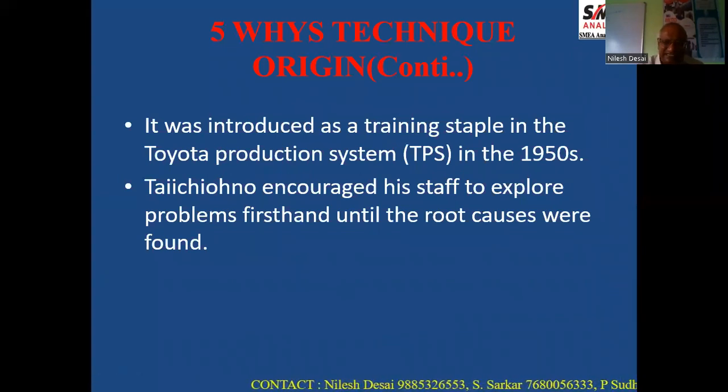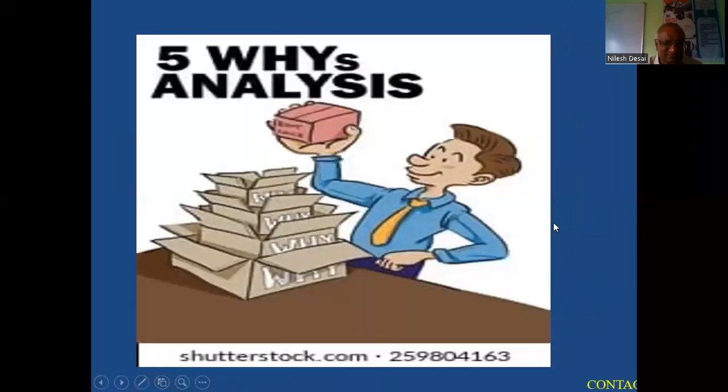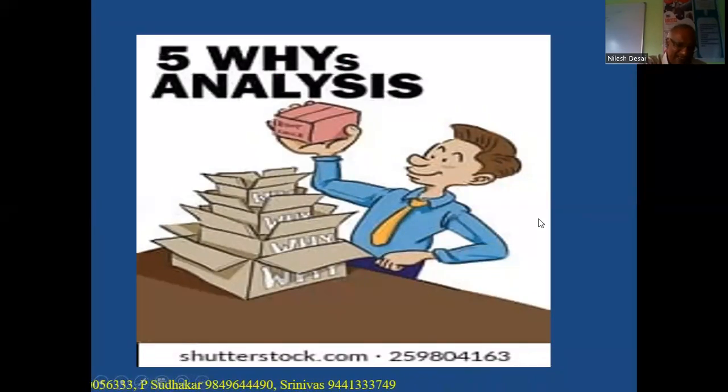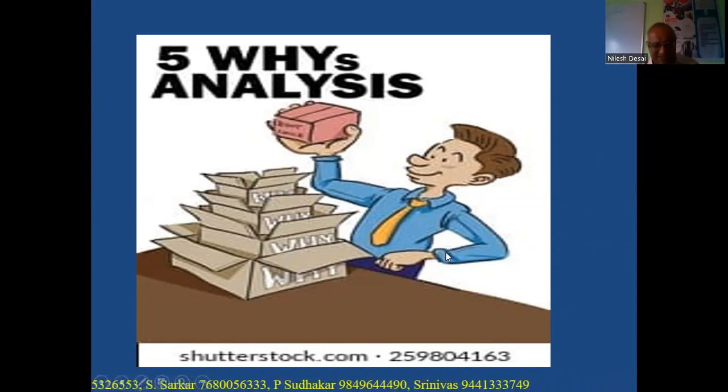It was introduced as a training staple in the Toyota Production System in the 1950s. Taiichi Ohno encouraged his staff to explore problems firsthand until the root causes were found. This is a pictorial representation of 5 Why analysis. When we start with a bigger problem and go deeper, we will be able to find out the root cause, and then we can treat it, so that again and again we don't face this repetitive correction.